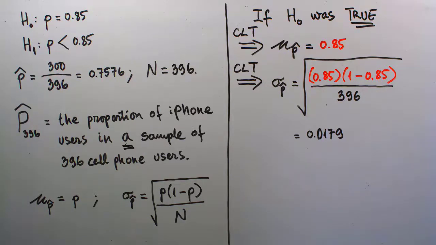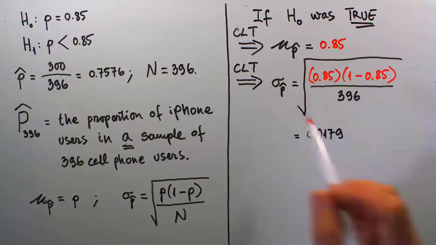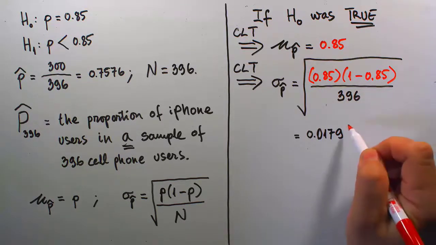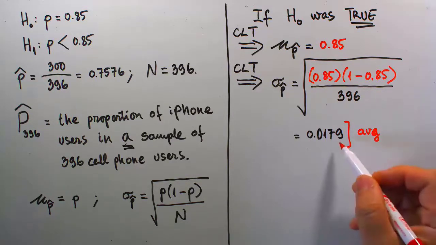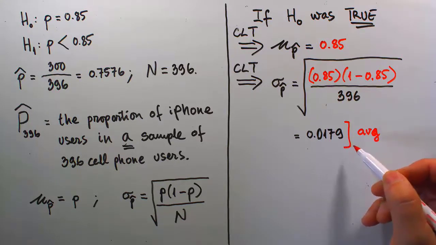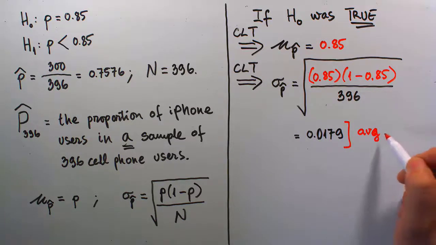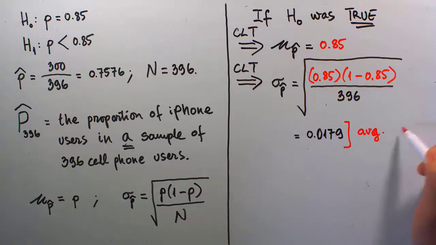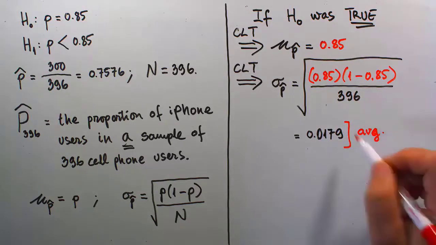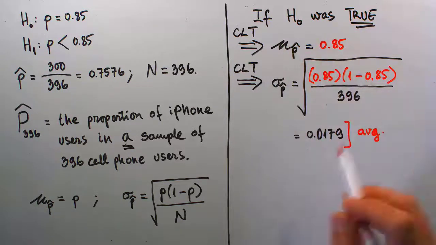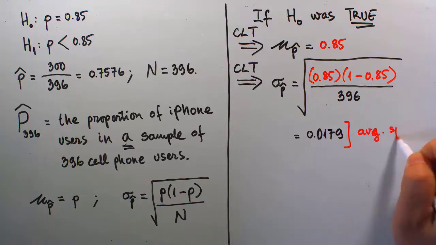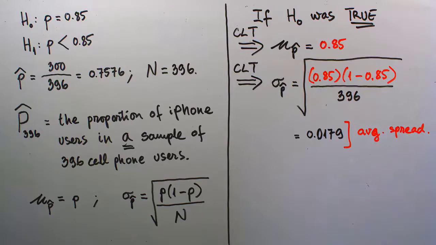And so before I move on to the next step, I have to emphasize again the importance of this value: this is the average. We call this formally the standard deviation of all sample proportion values. But the actual meaning is that, on average, all sample proportion values are different from this center by 0.0179. So we call this the average spread. On average, how all sample proportion values are spread away, deviated away from this center.